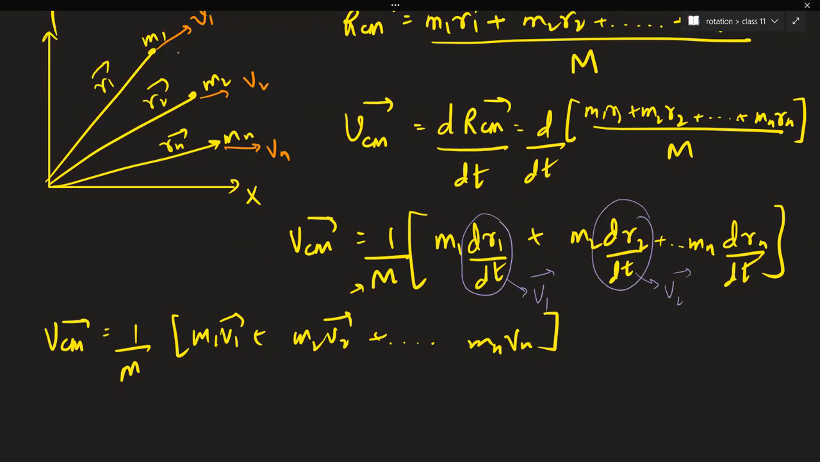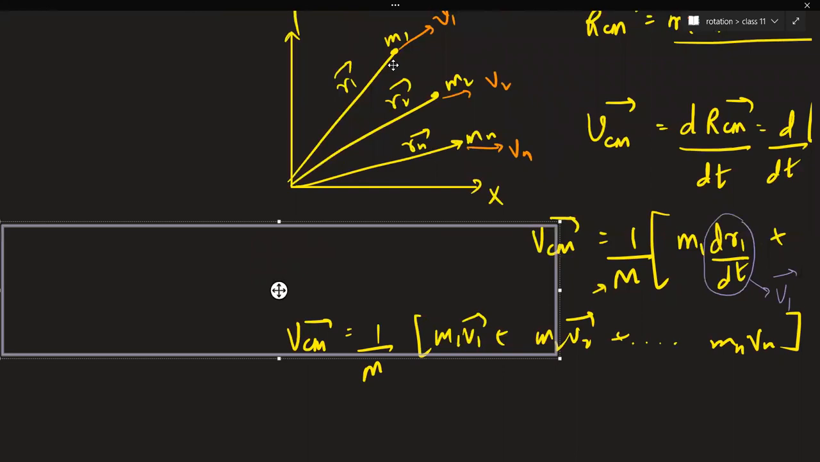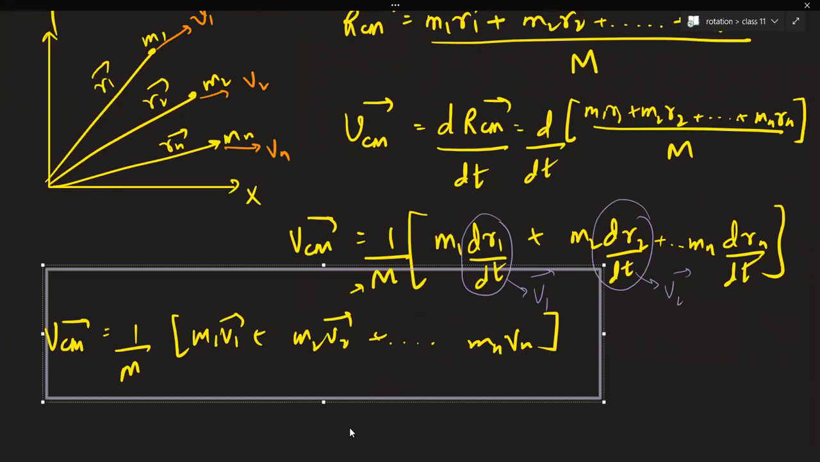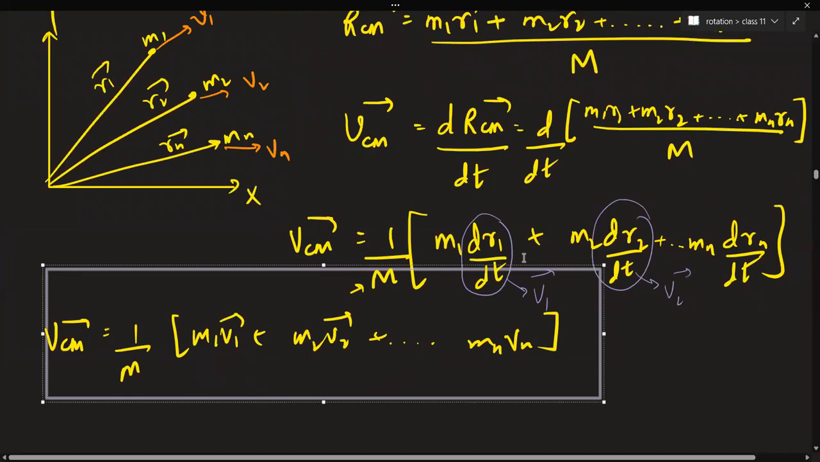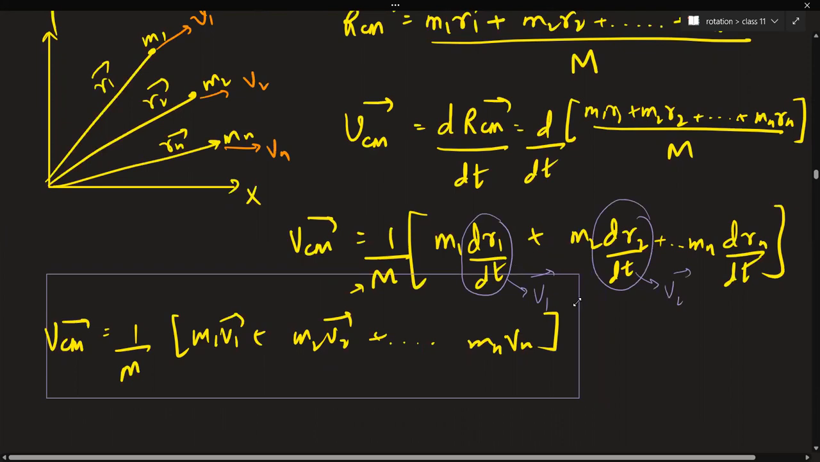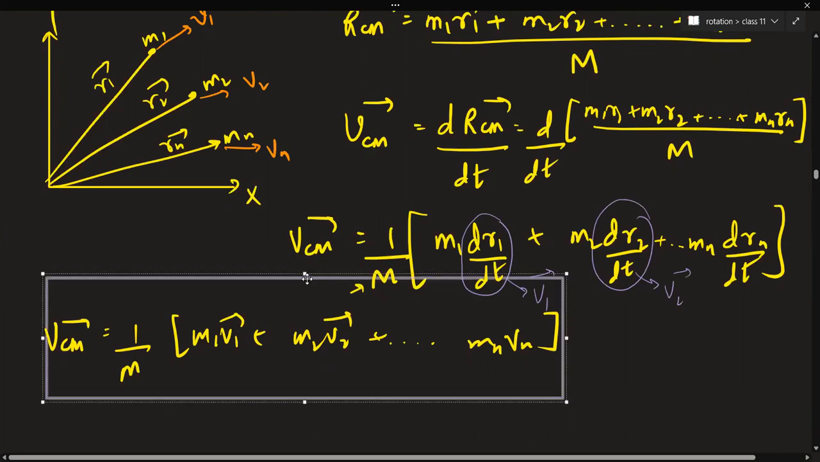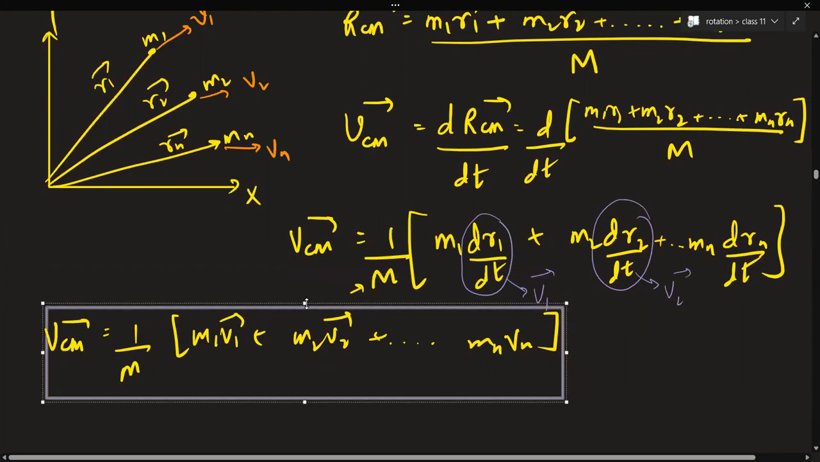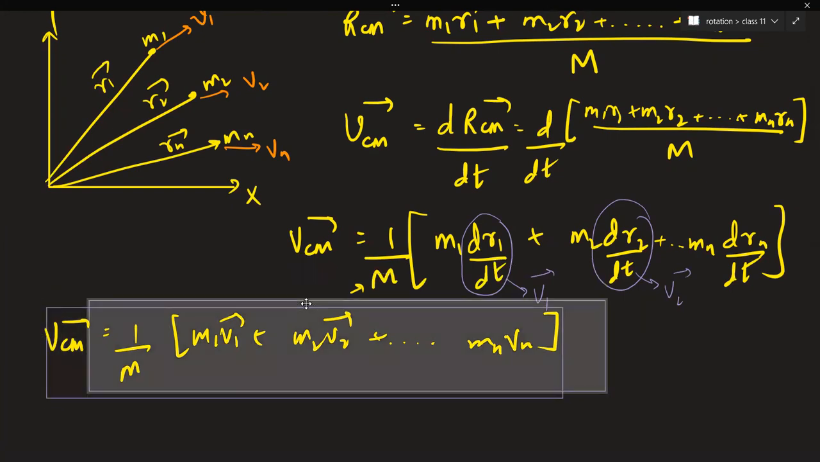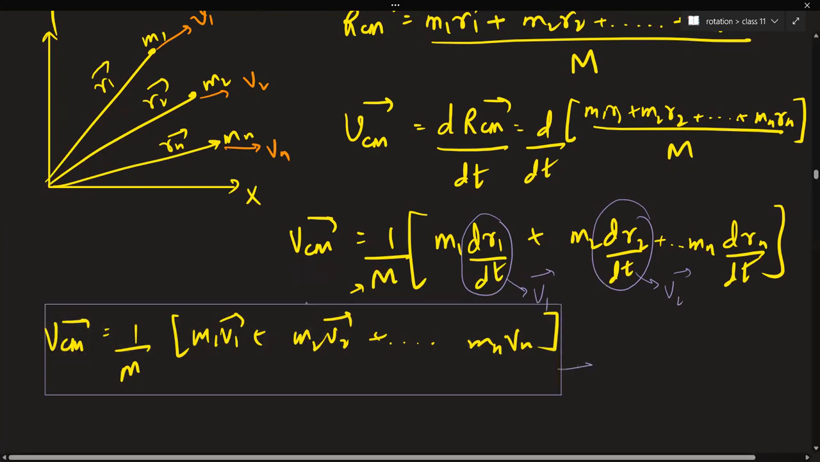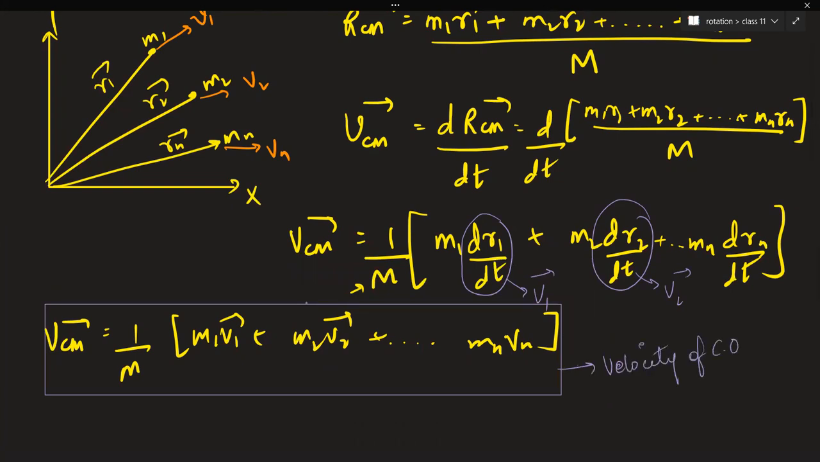So class, this is one formula that you can use. This is one of the final formulas that we use for calculation of velocity. So this is the formula for the velocity of center of mass.